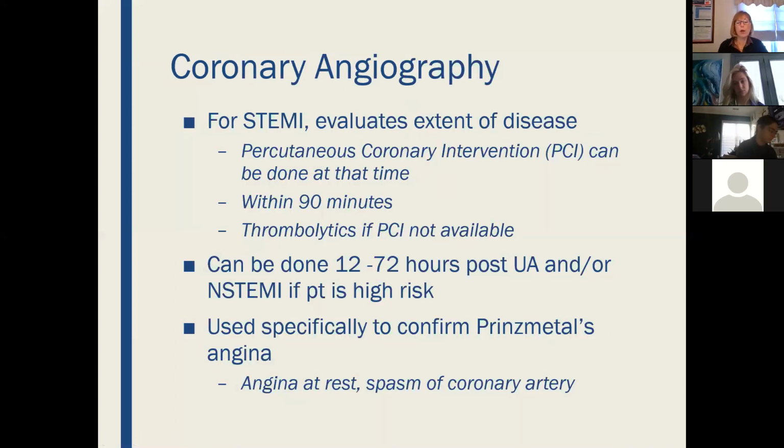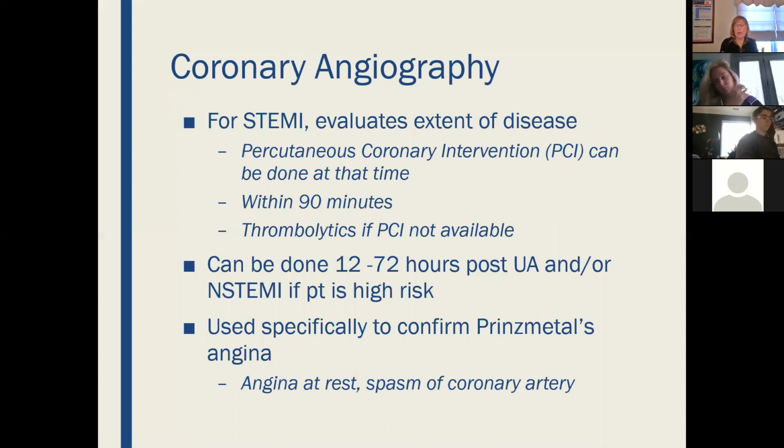Okay, so coronary angiography. Well, we do this for STEMIs. We're going to evaluate the extent of your disease. We're going to go up into the artery and put dye in and see what's going on with the heart. We can do a stent while we're in there, but we're also assessing everything else in the heart, a bird's eye view.